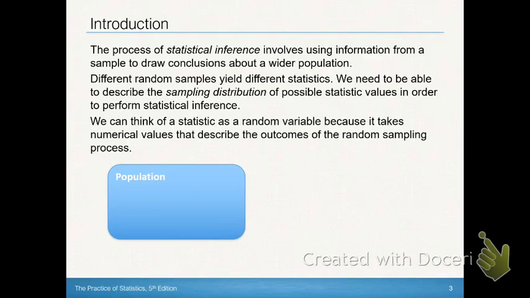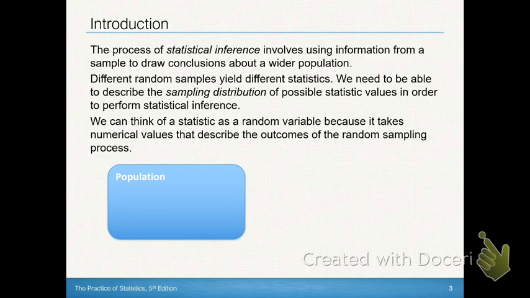In Chapter 7, we're looking at the idea of a sampling distribution. This is where we're going to start to formalize the idea of statistical inference. Statistical inference is where we take many samples from a population so that we can try to make a conclusion about that population. One thing to remember is that every time you take a sample, you're going to get different results. That's natural. That's called sampling variability.